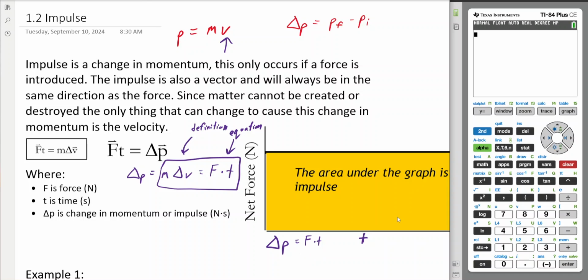But what you can see here is that the area under the graph is going to be the impulse, because how do you get area of a rectangle? Length times width. What's the length here? Well, it's the bottom, so it's T. What's the width? It's the side, so that is F. So F times T is delta P. So that's where it comes from. It's the area of the graph is length times width, so that's why it gives us the delta P. I was thinking slope there for a second.